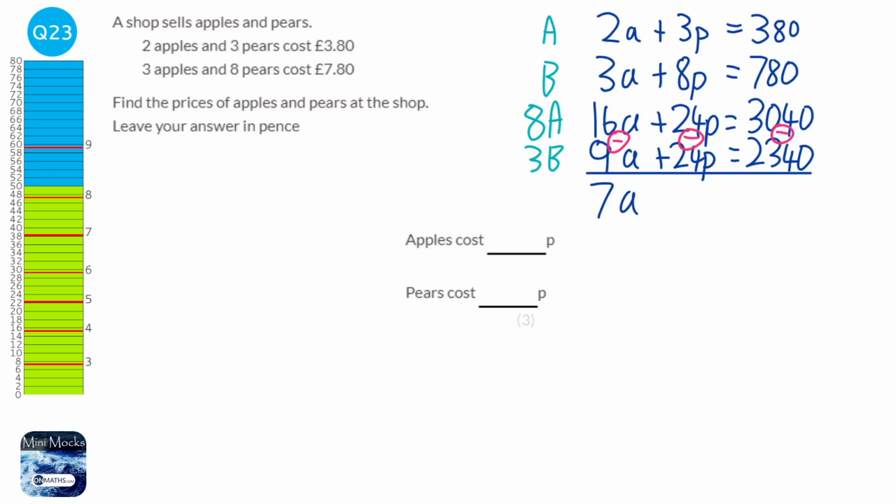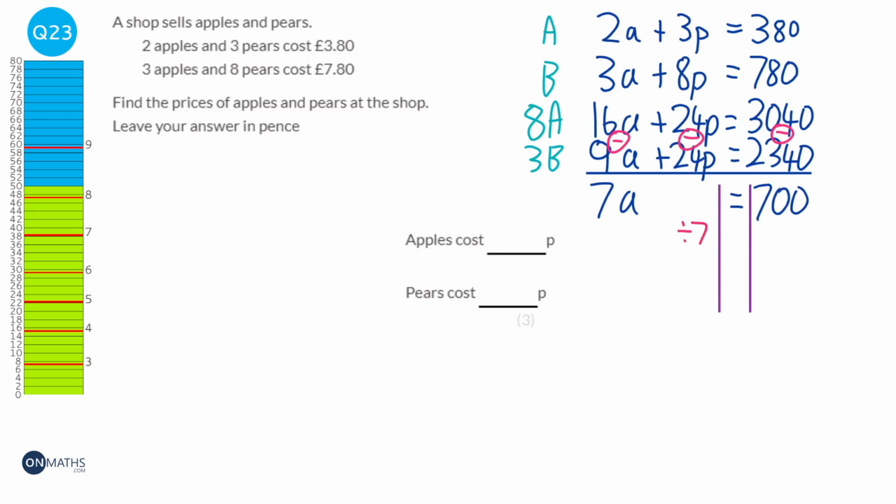24p take away 24p, which is nothing, which is why we did that. It's to eliminate them. And then 3040 take away 2340 will be 700. Then I can put my lines in, and all I need to do now is just divide both sides by 7, and I get A equals 100. So we know that apples cost 100, or £1.